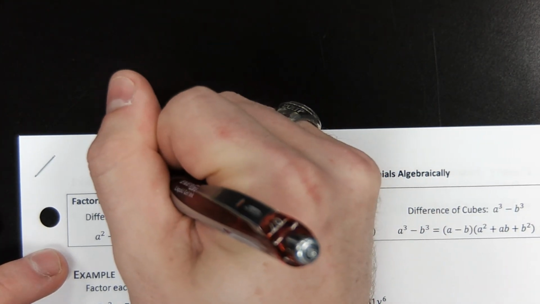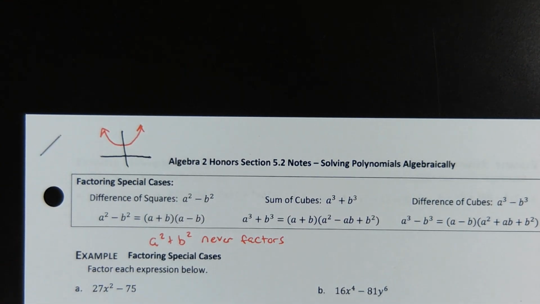And it would look like this. And it would never touch the x-axis. It has no solutions, therefore cannot factor. Well, it has no real solutions, therefore cannot factor. But that's why a squared plus b squared is not going to factor for us.